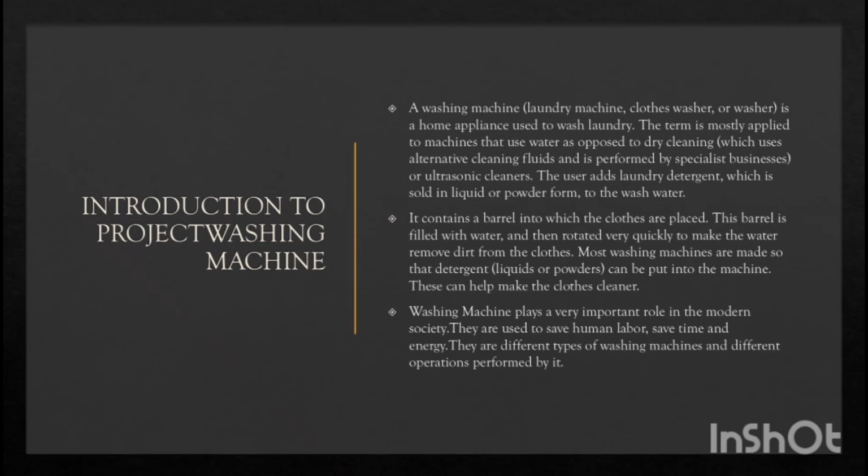Most washing machines are made so that detergent like liquids or powders can be put into the machine. This can help make the clothes cleaner. Washing machines play a very important role in modern society. They are used to save human labor, time and energy. There are different types of washing machines and different operations performed by them.